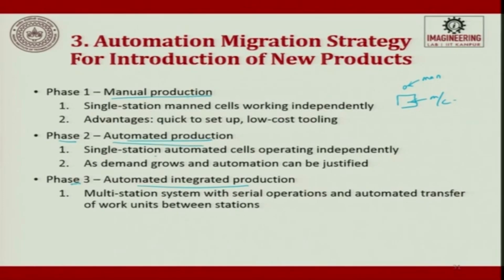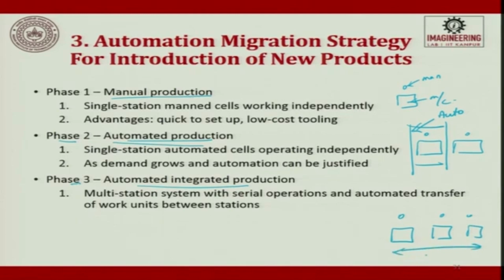Automated production, you have a single station automated cell operation independently. So, this fellow alone is automated. So, one cell automation, single station automation. Here it is man and machine, and here alone it is automated. The last one is going to be man, machine, and it is completely moved by a conveyor. It is multi-station operations, serial operations and automated transfer of work units between stations.